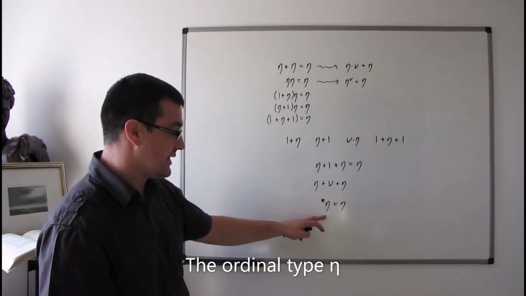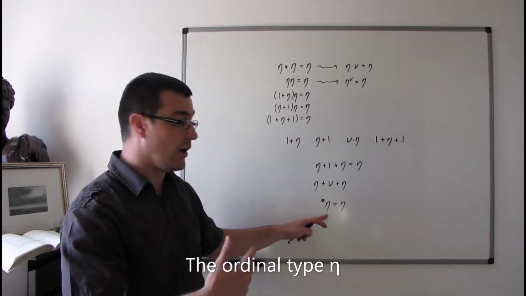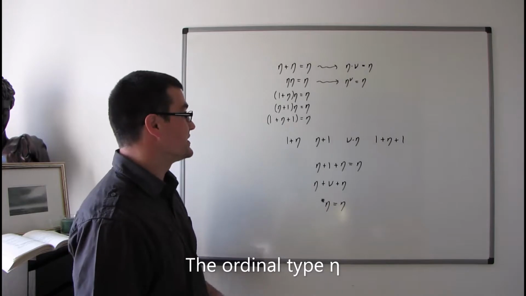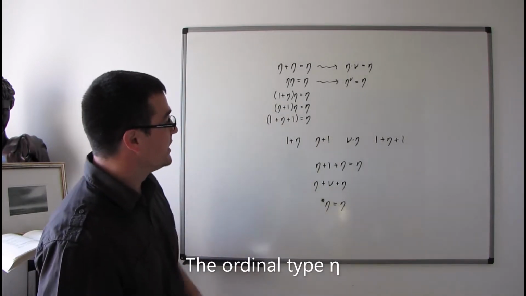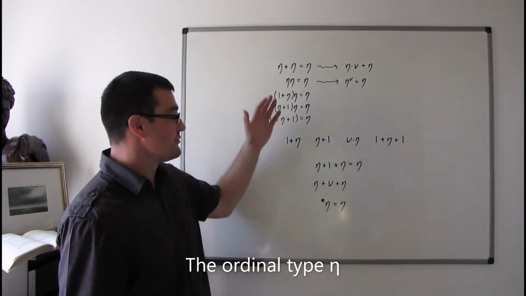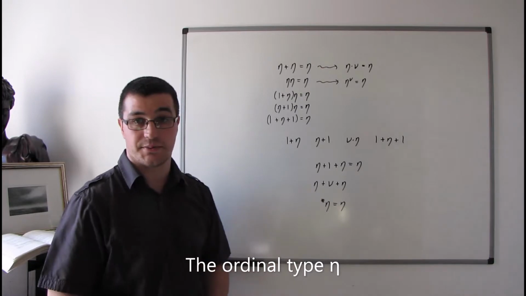Also worth pointing out that the inverse ordinal type, eta star, is equal to eta itself. So these are just a few of the operations and some of the relationships between eta and some of those operations.